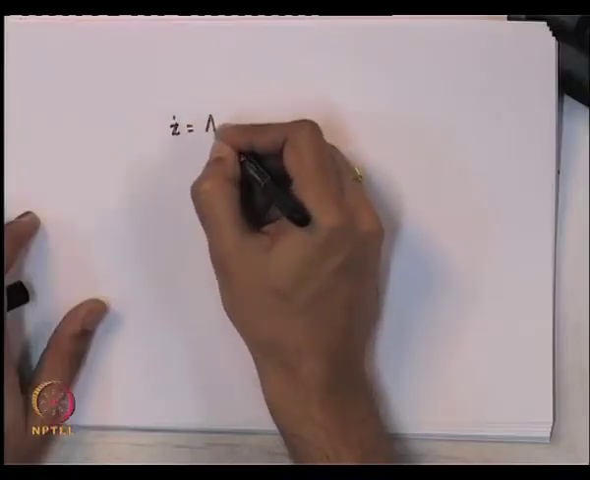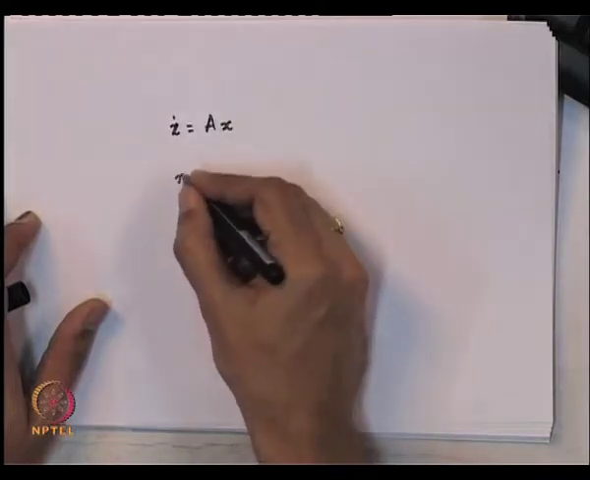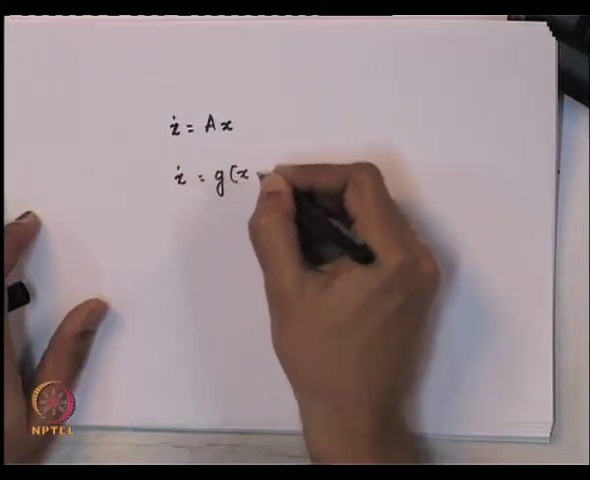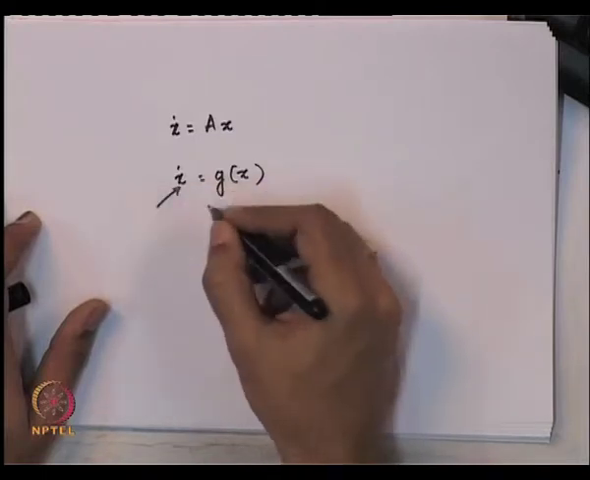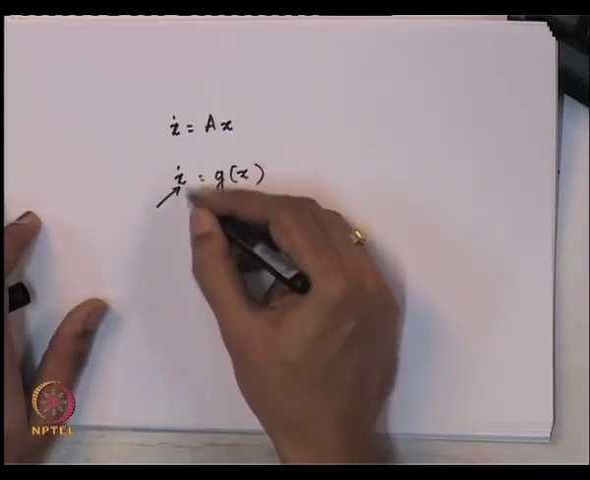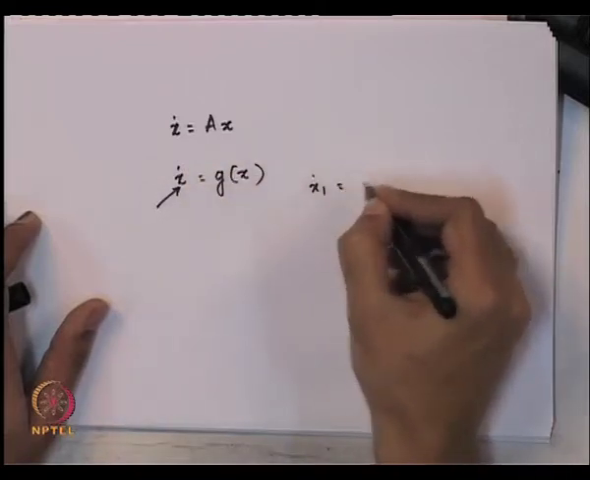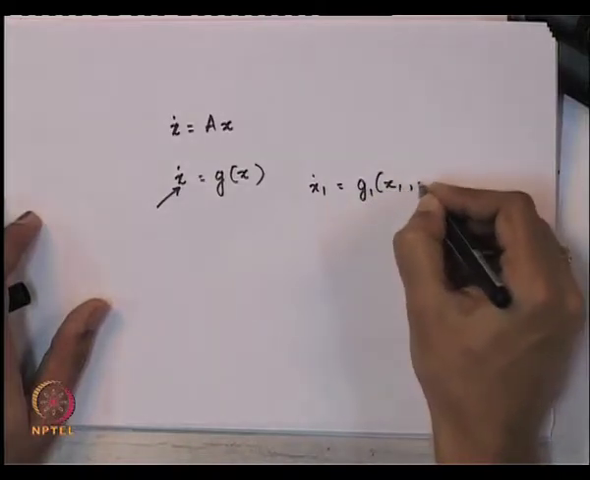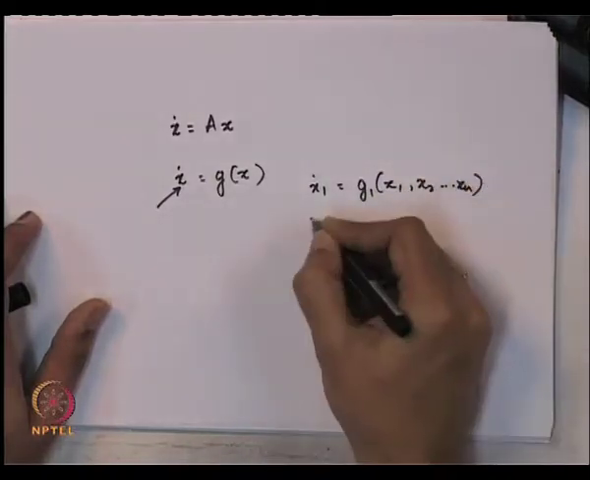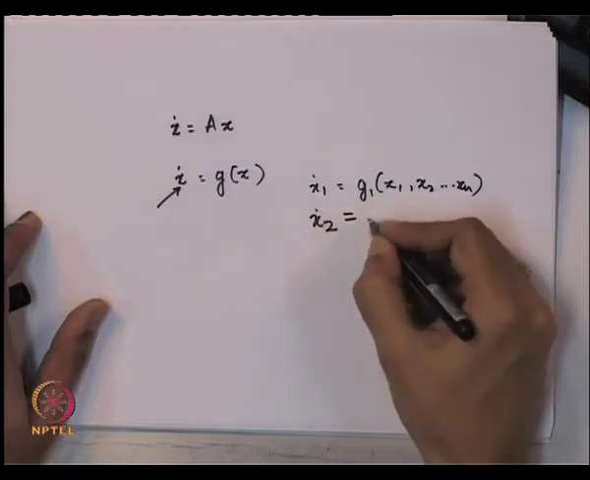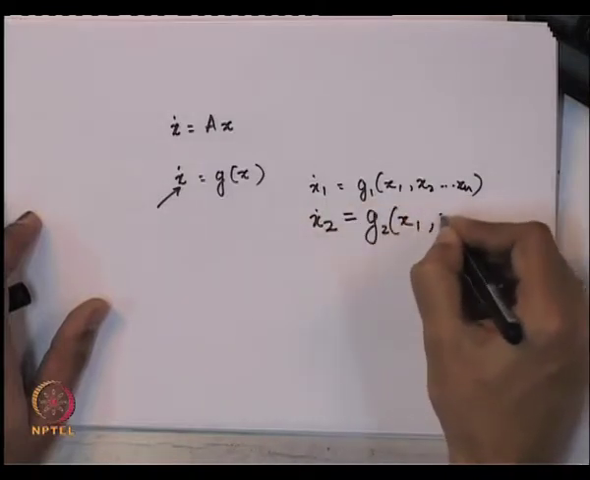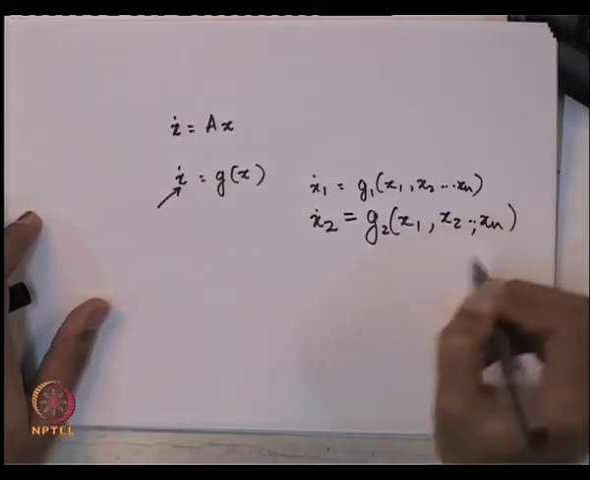make modeling simplifications. To make things a bit more precise, if you have a system x dot is equal to A x, or you have a system x dot is equal to g of x, where x actually is a vector. This is actually shorthand for a large number of equations. So, you have in fact x1 dot is equal to g1(x1, x2, ..., xn), x2 dot is equal to g2(x1, x2, ..., xn), and so on.